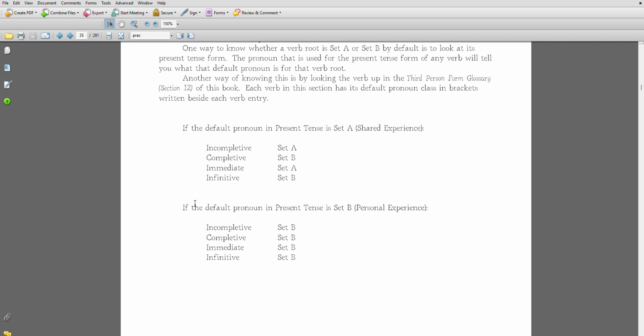If the default pronoun in present tense is set B, personal experience, the incompletive stem and all its expressions will be set B. The completive stem will be set B. The immediate stem will be set B. And the infinitive stem will be set B. So luckily, if your default pronoun is set B, then you know everything that you can say with that root will be set B, unless it's a derivation that uses a set A pronoun to make it a general experience idea.